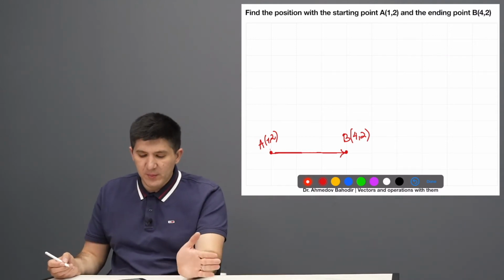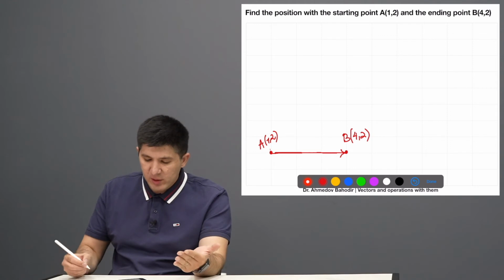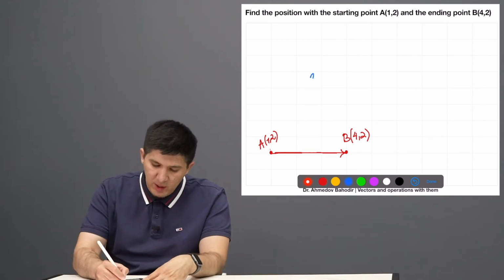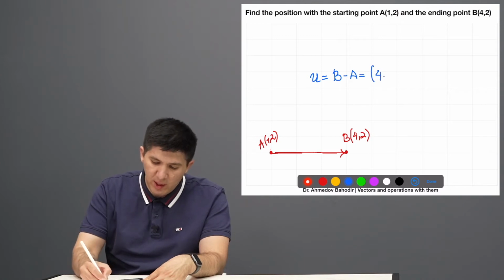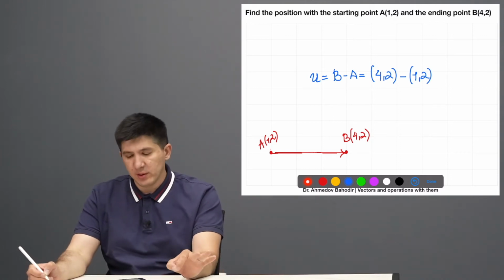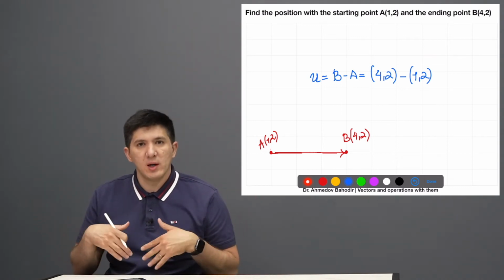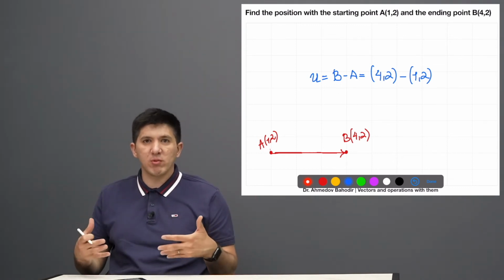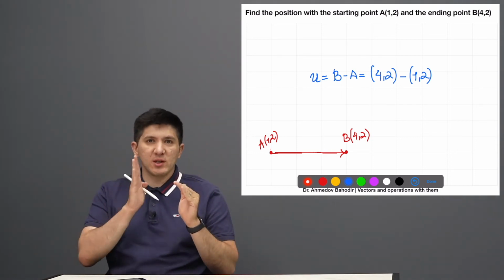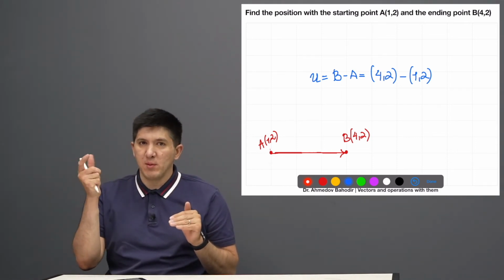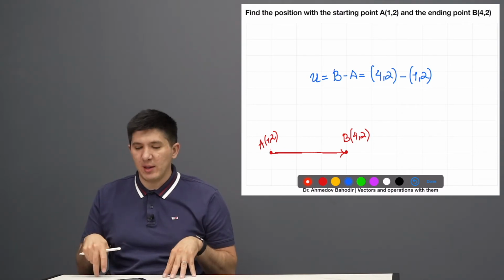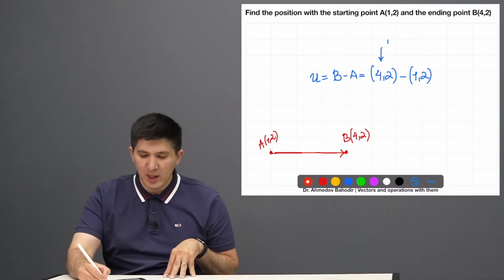If you would like to find a position vector, what you have to do is find u equal to B minus A in this case. It is going to be (4, 2) minus (1, 2). Again, it's really important for us to work component-wise with the two-tuples. The two-tuple is the pair of numbers written inside the brackets, where every position is important, so you cannot mix up the positions. Let's assume that this position can be a potato and this position can be an iPhone.